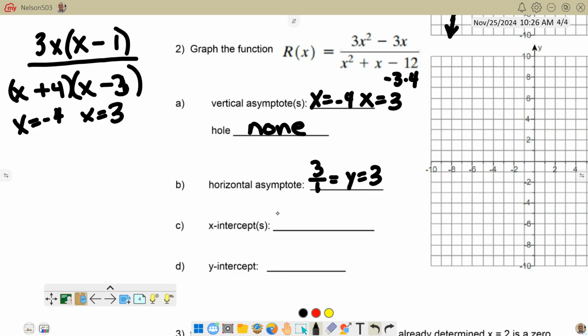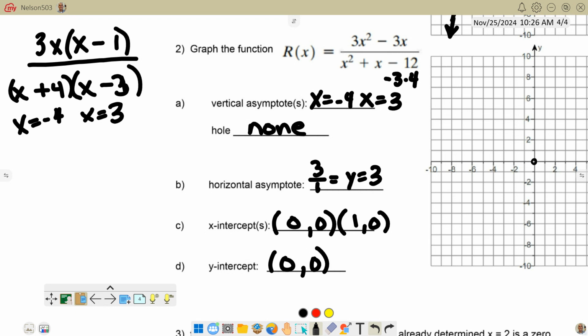X-intercepts are when the y is equal to 0, right? So the only way we're going to make the y 0 is if the numerator equals 0. So that would be when x is 0 and when x is 1. So I get 0, 0, and 1, 0. Okay, that's what's going to make the y value 0. For the y-intercept, that's when we let x equal 0. So if I replace all of these with zeros, I get 0, 0. So you can see the x and y-intercept are the same.